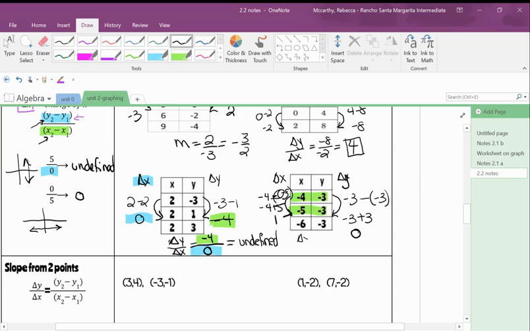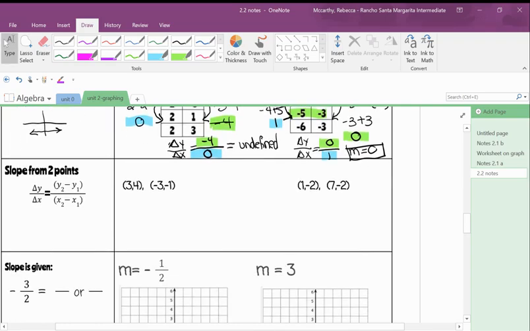So the change of y over the change of x, we said that's 0. That always goes on top because that's my rise. And we said that's 0. And my change in x is 1. That's this value here. So now we have 0 divided by 1. So my slope is 0. So it's a nice flat line.